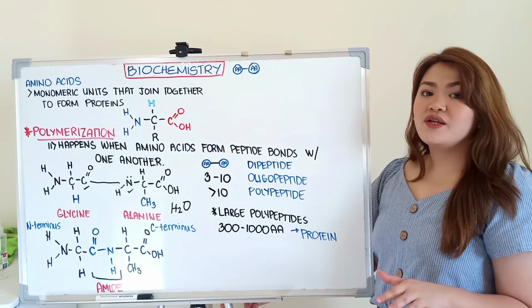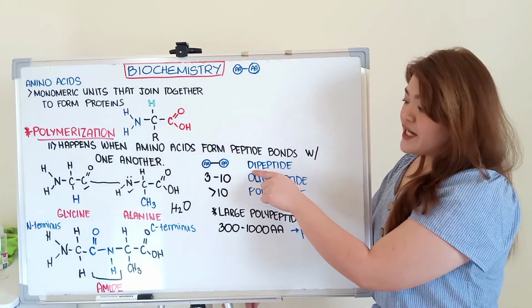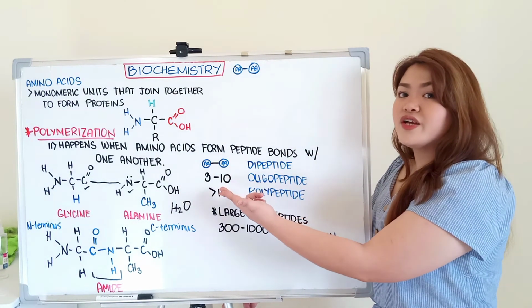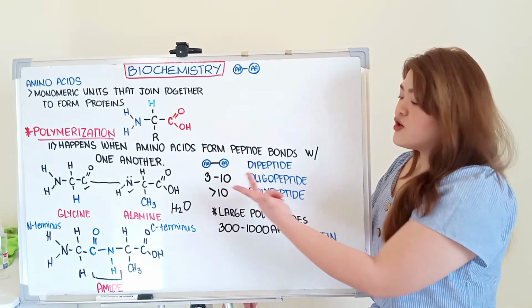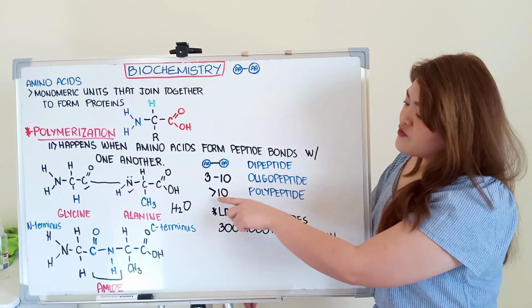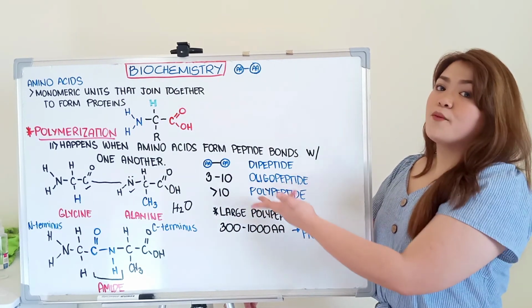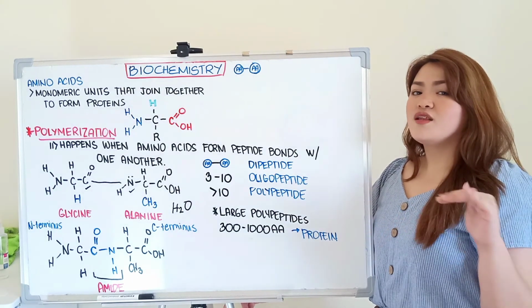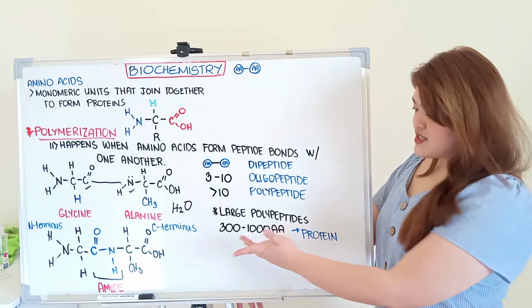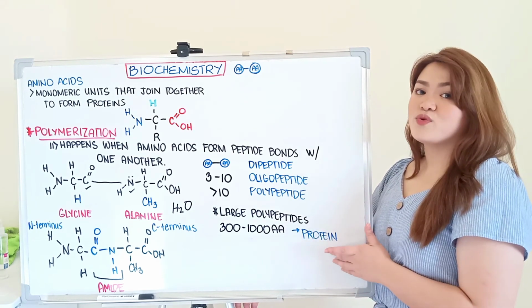Whenever we have two amino acids, just like our example, we call it a dipeptide. Di means two. If we have 3 to 10 amino acid residues, we call it oligopeptide because oligo means few. And then if we have more than 10 amino acid residues, we call it polypeptide. Poly means many. So a large polypeptide which contains 300 to 1,000 amino acid residues makes up our protein.